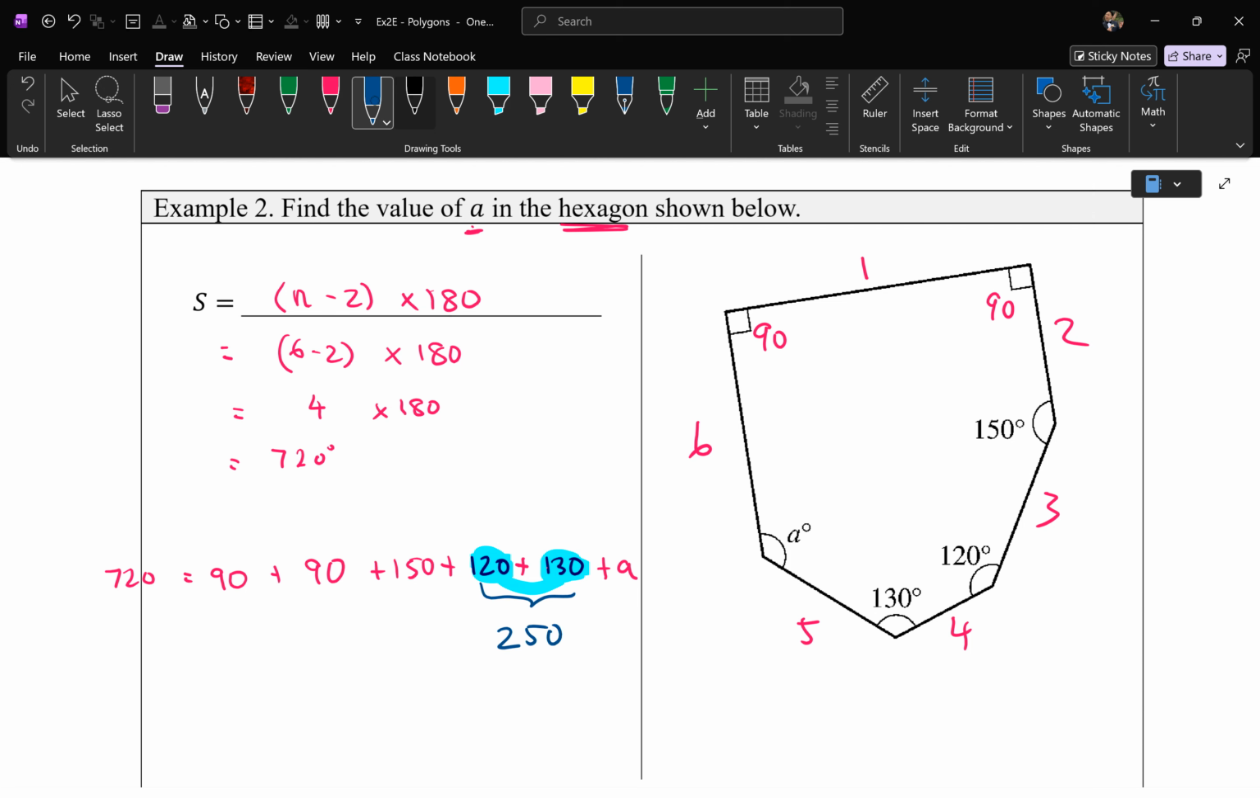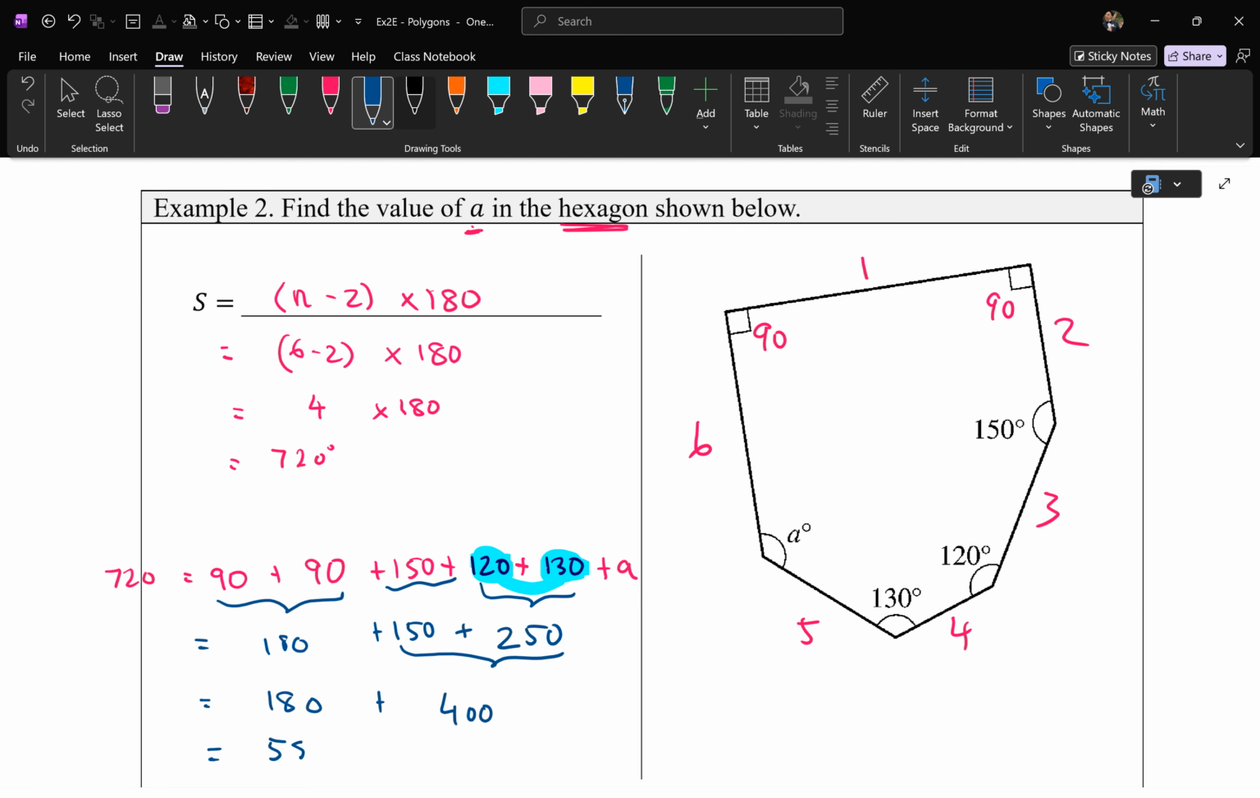250. So that was nice and easy. And then if you add on 150, those two 50s make it easier for me. What's 150 plus 250? 400. But then these two we already know. 90 plus 90 is 180. And 180 plus 400 is much easier to work out.